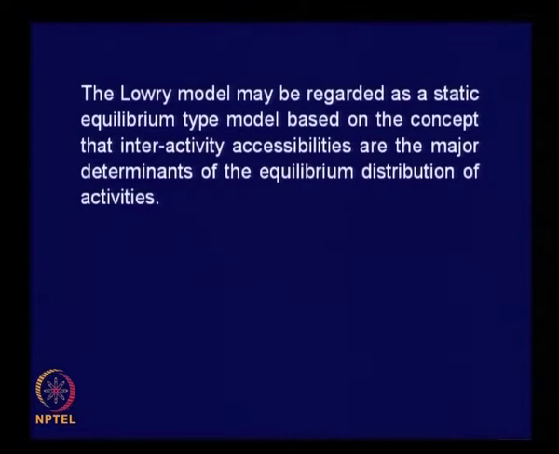Then there are two important points to be remembered about Lowry's model. The first one is the Lowry model may be regarded as a static equilibrium type model based on the concept that interactivity accessibilities are the major determinants of the equilibrium distribution of activities. What do you understand by interactivity accessibilities?